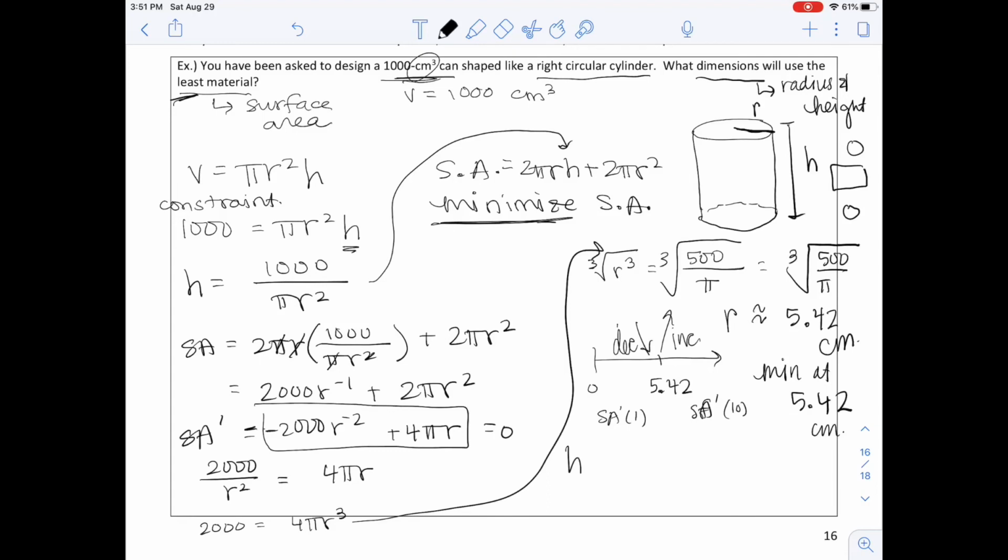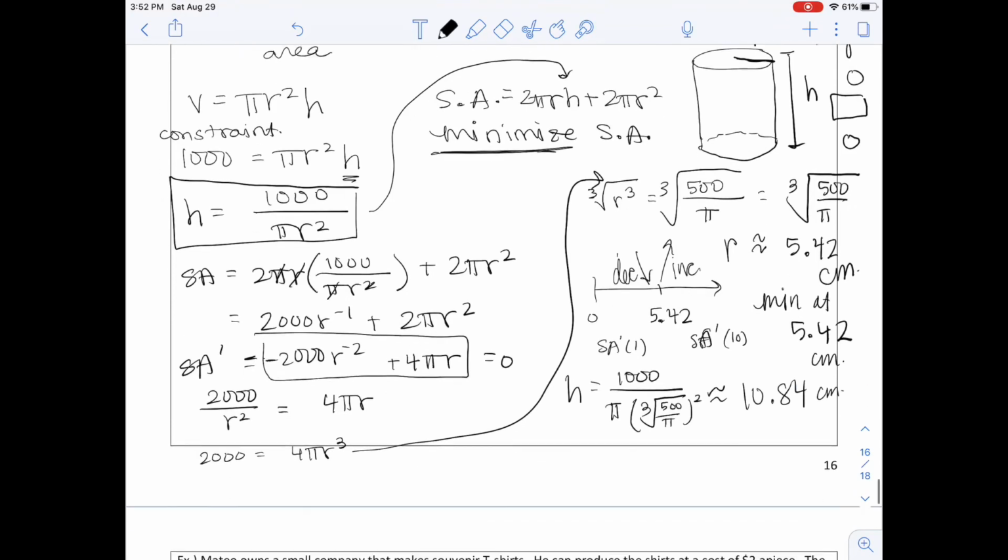And then in order to find the other dimension, which is our height, I need to substitute this back in. The easiest equation to use, I will box. It's 1,000 divided by pi r squared. Our radius is going to be the cube root of 500 divided by pi. And then we have this squared. And this is approximately equal to 10.84 centimeters.